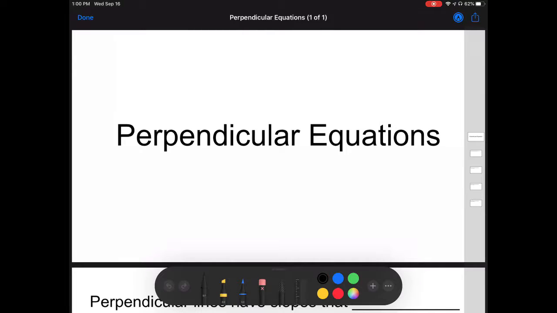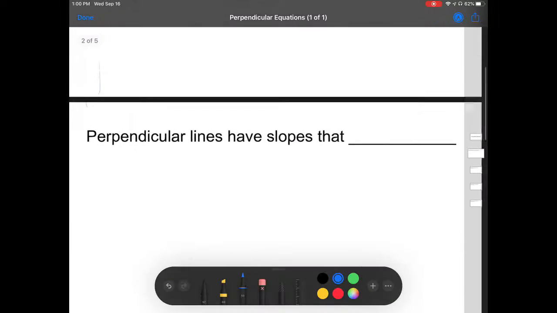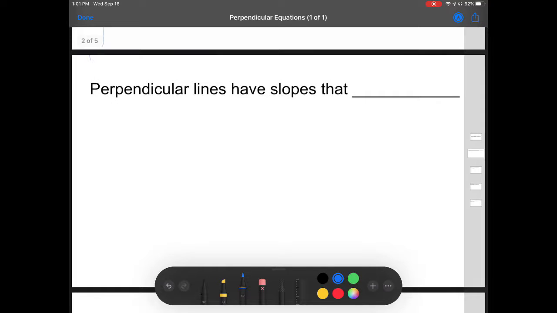In this lesson, we're going to be learning how to write perpendicular equations. In the last lesson, we did parallel equations. So if you haven't done the parallel equations, I would suggest doing that lesson first and then coming back to this one. So, perpendicular equations.